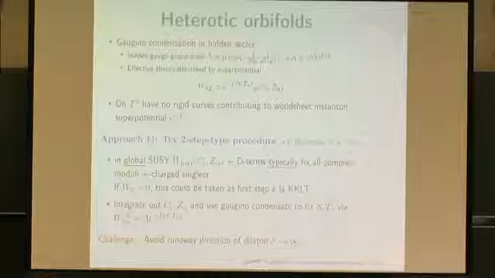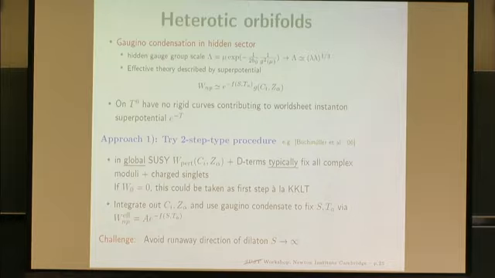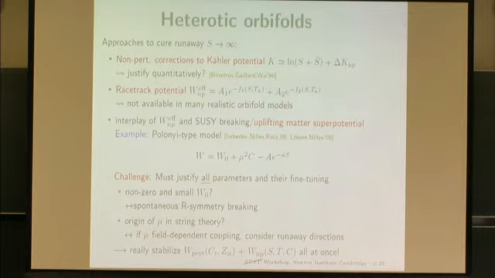Of course, there is a challenge. The challenge is to avoid the obvious runaway direction for the dilaton to infinity. And in order to do this, there are three ways discussed in the literature. Originally, people were thinking of possible non-perturbative corrections to the Kähler potential, which could do the job, but this has to be justified quantitatively. I mean, a non-perturbative computation of the Kähler potential is difficult. There are constraints on what the Kähler potential can look like from modular invariance, etc. But making this concrete, from my understanding, is hard.